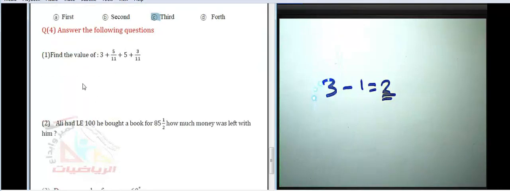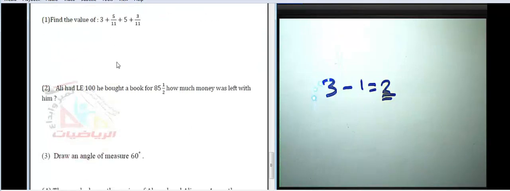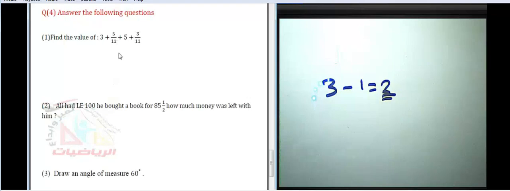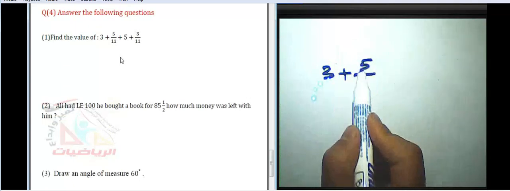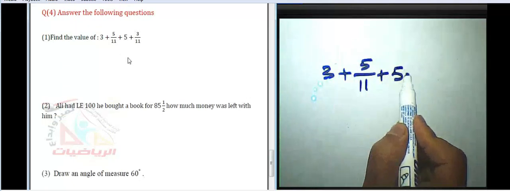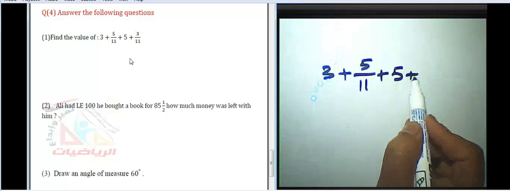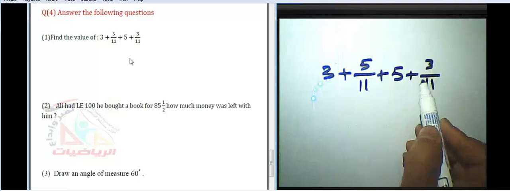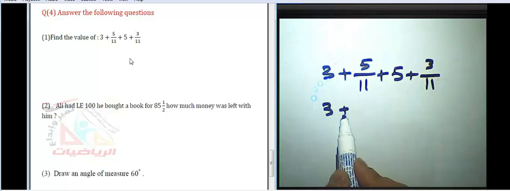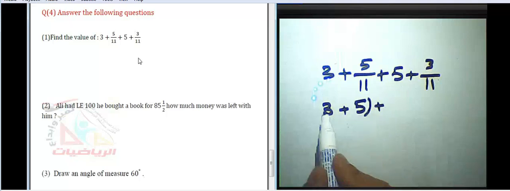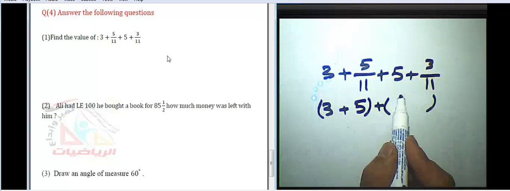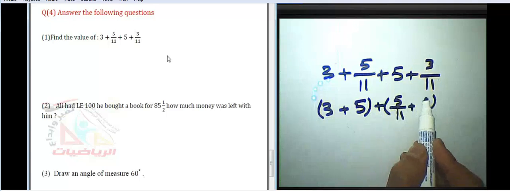Question number 4. Answer the following question. 3 plus 5 over 11 plus 5 plus 3 over 11. We can use commutative properties and associative properties to find the result between the 4 terms here. First, we can write 3 plus 5 in the first step, and write parentheses to use the 2 properties with each other. 5 over 11 plus 3 over 11.